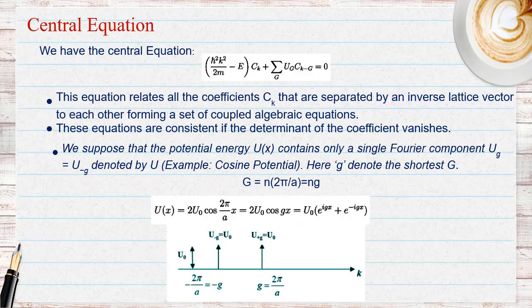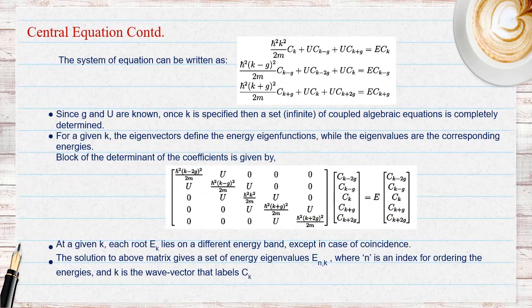Now we consider the Fourier components of the potential U(x), that is Ug and U minus g on either side, and we can represent these Fourier coefficients of the potential on the same k-axis, because both are in inverse length units. So we can represent this as 2U0 cos(gx), that is U0 into e^(igx) plus e^(-igx). Equation from the central equation using the primitive lattice translation small g.